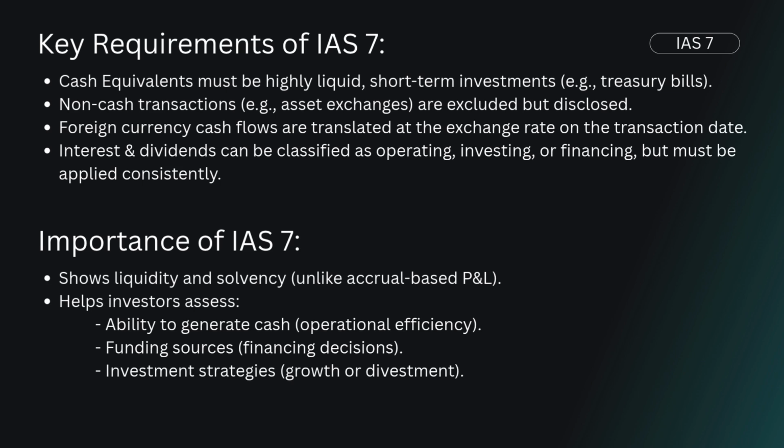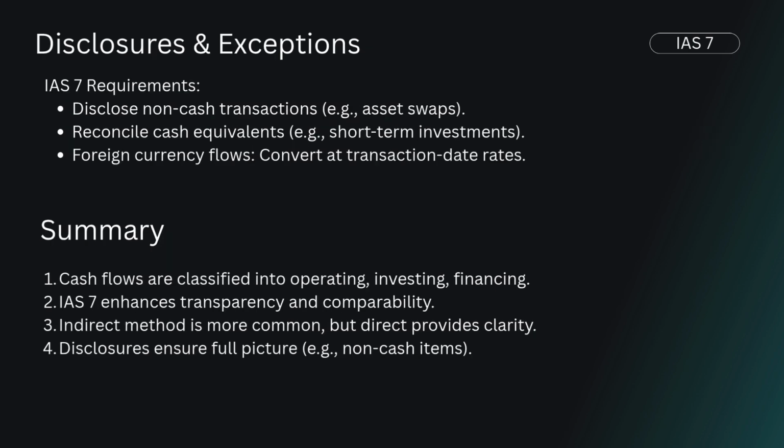Importance of IAS 7. It shows liquidity and solvency, unlike the accrual-based P&L. It helps investors assess the ability to generate cash, funding sources, and investment strategies. Disclosures or exceptions. IAS 7 requirements. 1. Disclose non-cash transactions. 2. Reconcile cash equivalents. 3. Foreign currency flows, which means convert at transaction date rates.